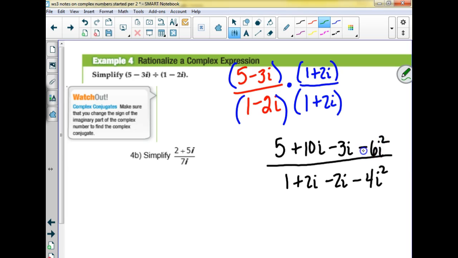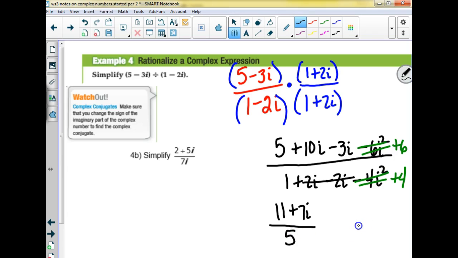Yeah, the i squared, negative 6i squared will become what? Negative 6 times negative 1, or positive 6. And negative 4i squared is negative 4 times negative 1, or positive 4. All right, so what happens when I simplify the top? 11 plus 7i sounds right. And in the denominator, those disappear, right? 2i minus 2i. And I get 1 plus 4 is 5.